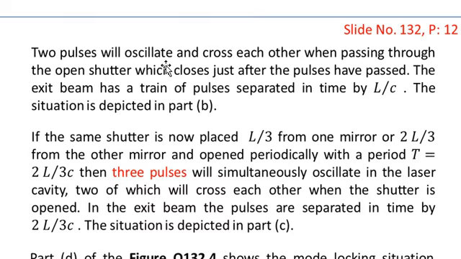Two pulses, this is what I am talking about, the central case. Two pulses will oscillate and cross each other when passing through the open shutter, which closes just after the pulses have passed.